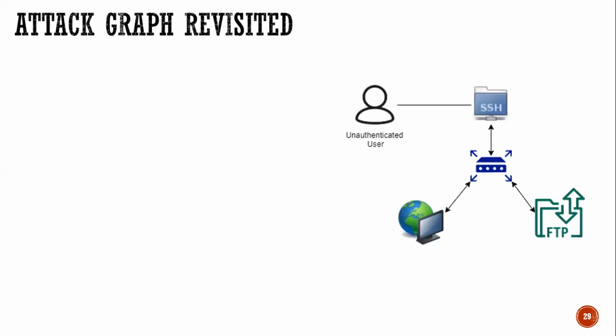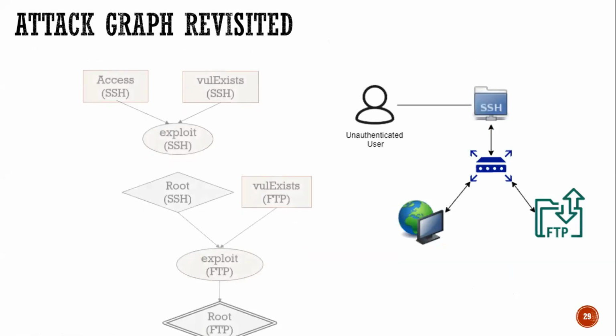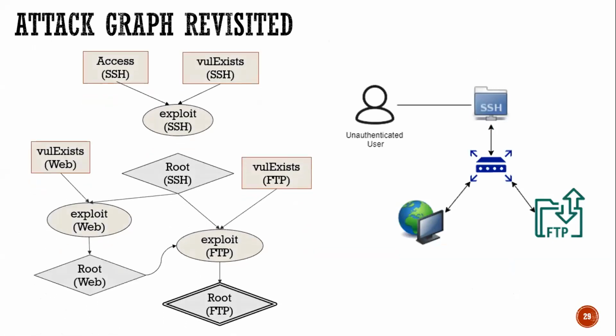So let's revisit the attack graph and let's see that for this another example. There are two paths that attacker needs to take to be able to exploit this FTP machine. So one way he can go about is that he goes from SSH and then tries to exploit the FTP, or another way is that he first exploits this web server and goes to FTP.